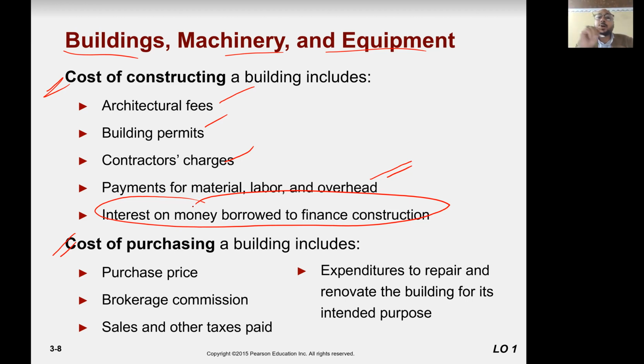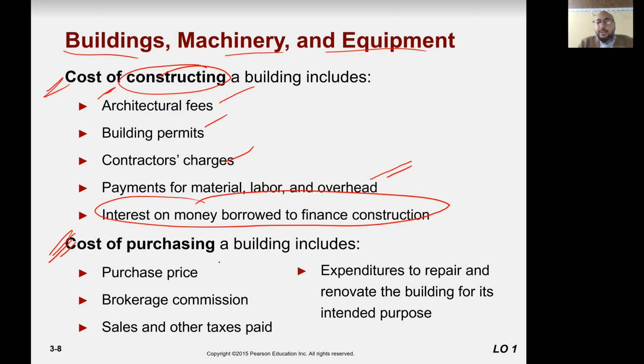That interest is also part of the cost of construction, because that loan is used for construction, not land. So that interest would be part of the cost of building. Okay, cost of building. So you are constructing a building, all right? But what if you are acquiring the building?